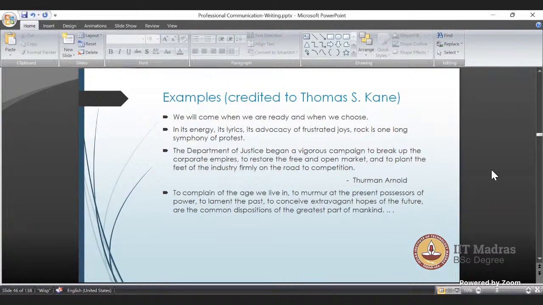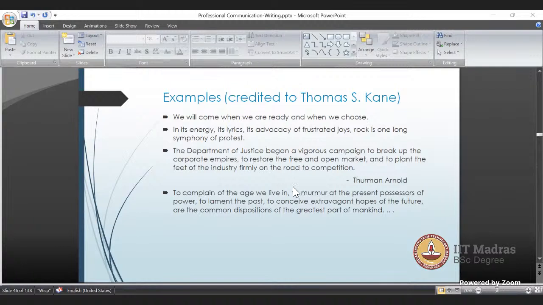So how do you check if a sentence is given in parallel style? You can split it open and you will have exactly the same kind of grammatical constructions for both. So let's do it with this one. We will come when we are ready and when we choose. If I split it open, you have: we will come when we are ready. Full stop. We will come when we choose. Right? Two sentences with similar grammatical constructions. See this? Yes, ma'am.